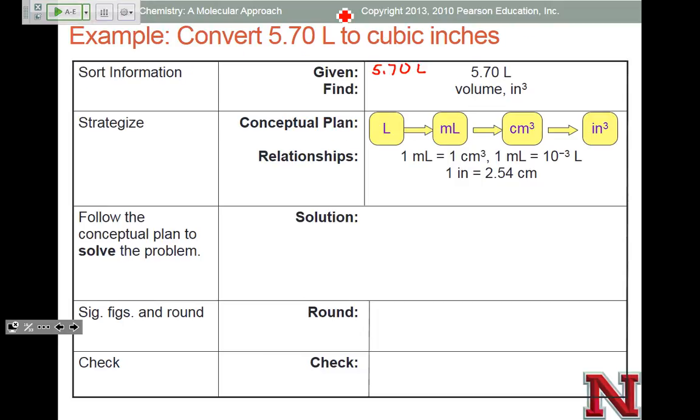So our solution to putting this in, we're starting with 5.70 liters. Our first relationship we're going to want to use is how our liters relates to our milliliters, because that's our given unit, liters. Again, I like using 1 liter equals 1,000 milliliters, which is the same thing that this relationship is showing. Either way you do it, you're going to come out to the same thing. So that means I can cancel out my liters.